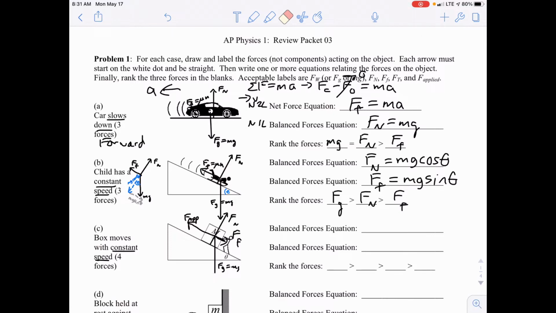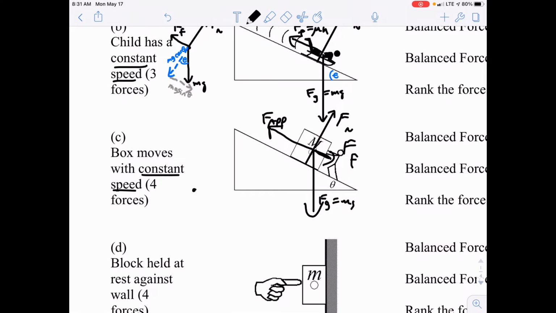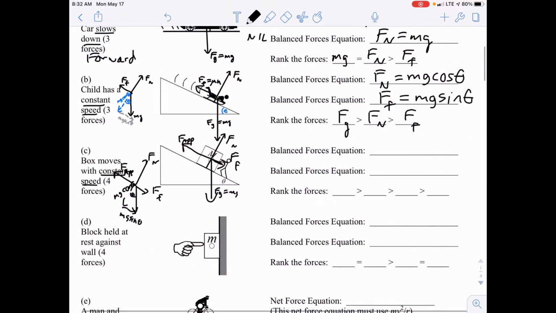Again, we're not allowed to draw components on this diagram. So over to the side, we're going to have a small diagram showing components. So we've got normal force, we've got weight, we have mg cosine here, we have mg sine here, we have friction, and you have applied force. Of course, normal force.